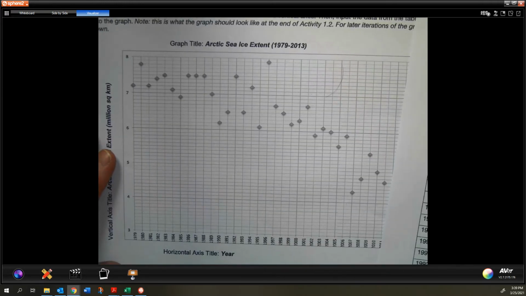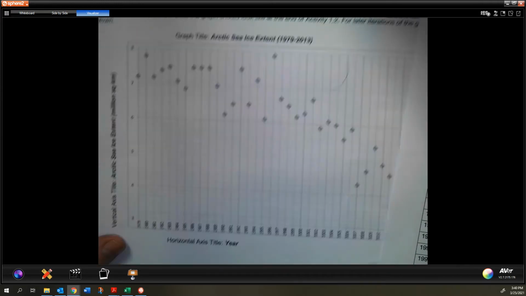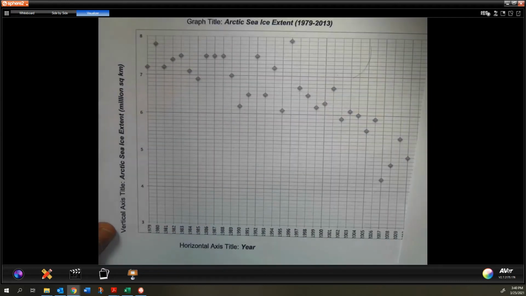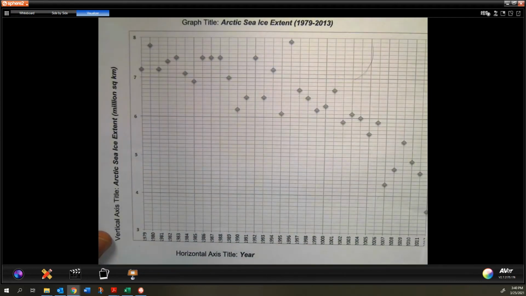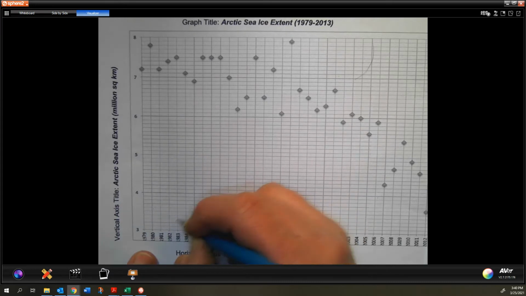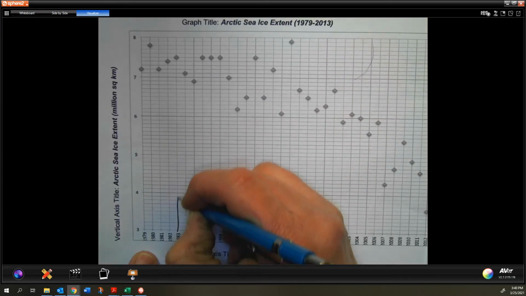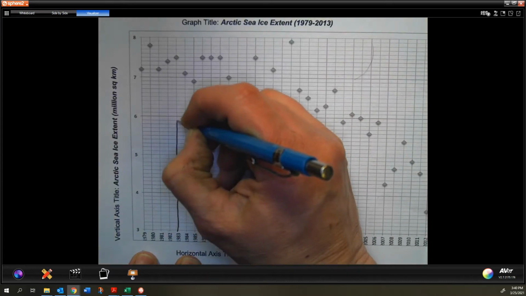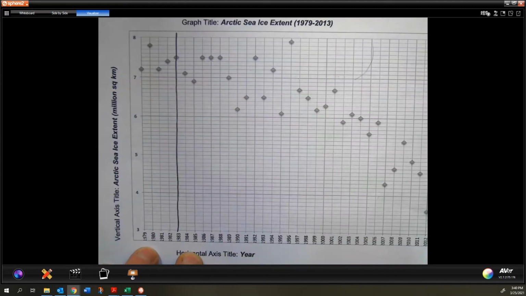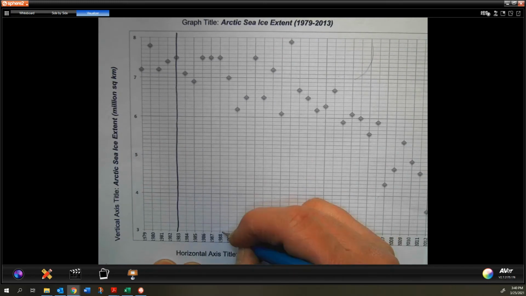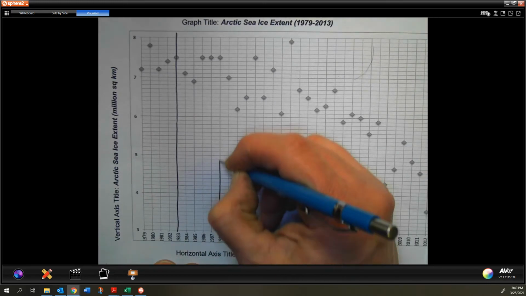So on here, if you remember, let me zoom in a little bit. Okay, if you remember, we have to start here. This is a year. It's not 0, it's actually a year. So we have 1, 2, 3, 4. We're going to go to 1983, and we are going to draw this line going up right here for 1983. Then we're going to go 1, 2, 3, 4, 5 more years to 1988.